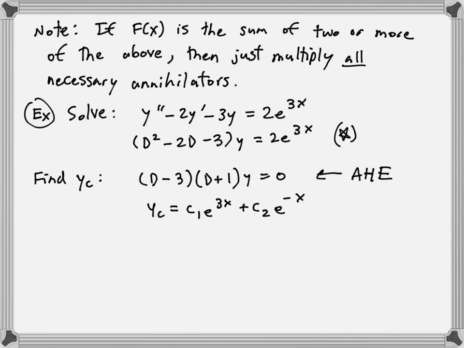Okay? Now we're going to apply the annihilator to both sides of the above equation. So what annihilates 2e to the 3x? We know that d minus 3 annihilates 2e to the 3x. So what I'm going to do is actually apply d minus 3 to both sides. But I hope we notice that this actually gives us a d minus 3 squared.